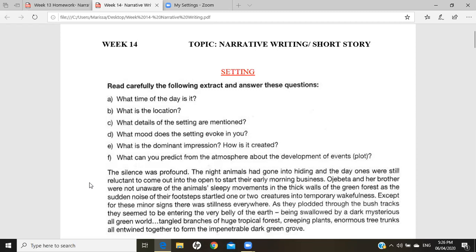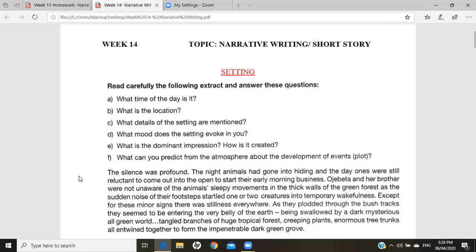So anyone has a response for option A? Option A says, what time of day is it? And remember that for each question, I will be asking you to justify where you saw that and stuff. So let me call on someone to answer option A. So the first person is Jaden. What time of day do you think it is in this paragraph?